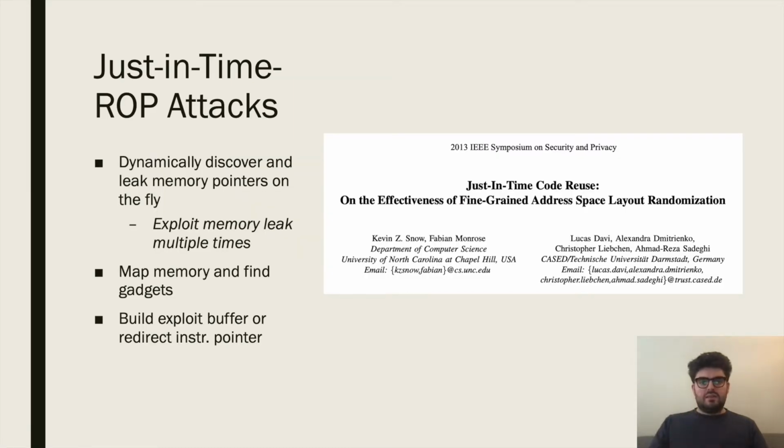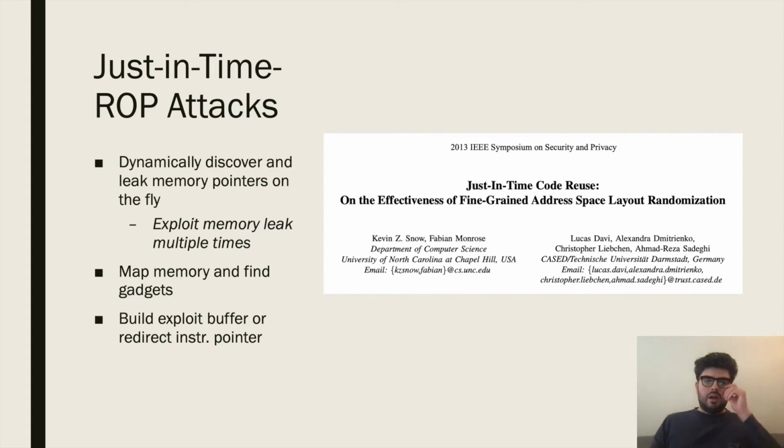Now, what are just-in-time ROP attacks? You'll see here a 2013 paper talking about these just-in-time code reuse attacks. And they're talking about it in the context of fine-grained address space layout randomization, which is an advanced form of ASLR where, instead of just scrambling the whole address space, you divide it into chunks and scramble each of the chunks, so that if one pointer leaks in one of the chunks of the memory space, that doesn't give up the pointers in the whole memory space.